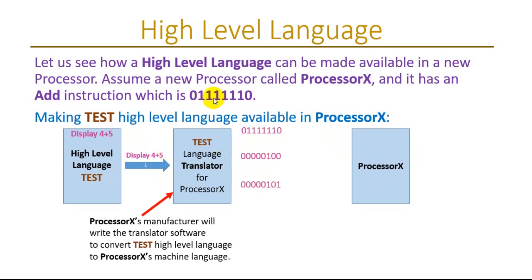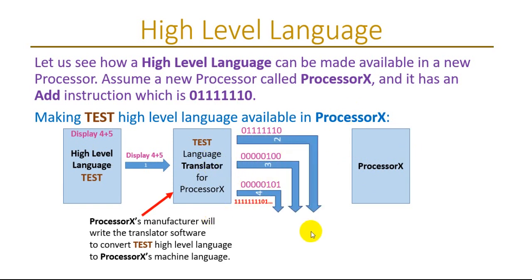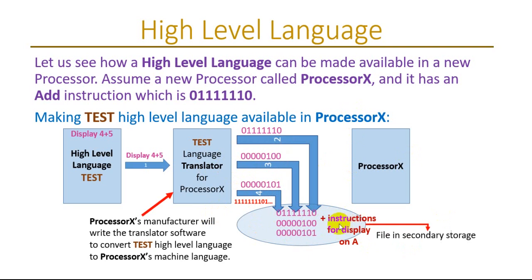It will convert. See, this is the add, right? So add 4 and 5 plus the display part, the command, and this whole set gets written into the secondary file with the display instruction. Once this is there, you can keep it in the secondary storage and give it to the processor. The processor will display 9 on the screen. So we have made a new processor able to work with test high level language. This is how high level languages work.